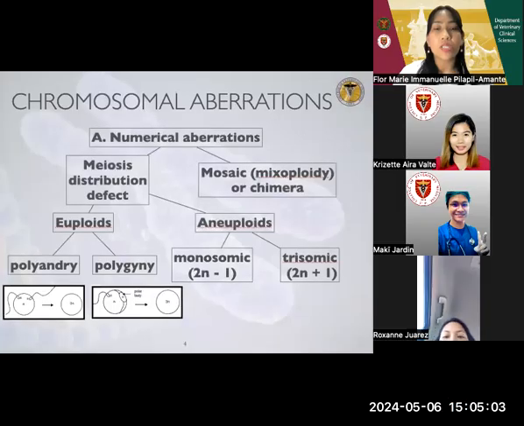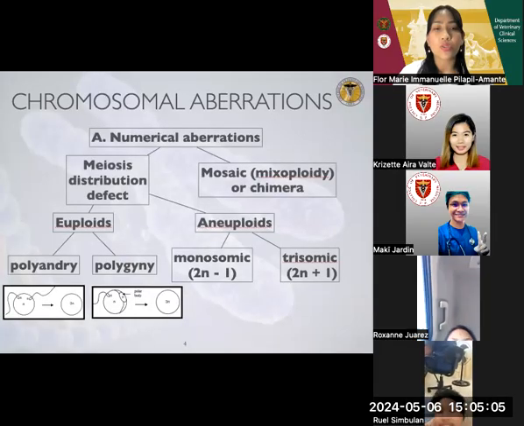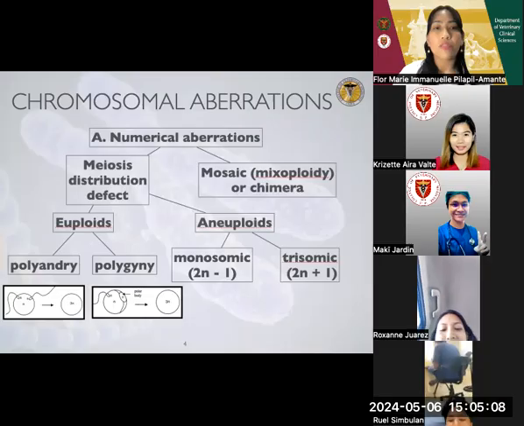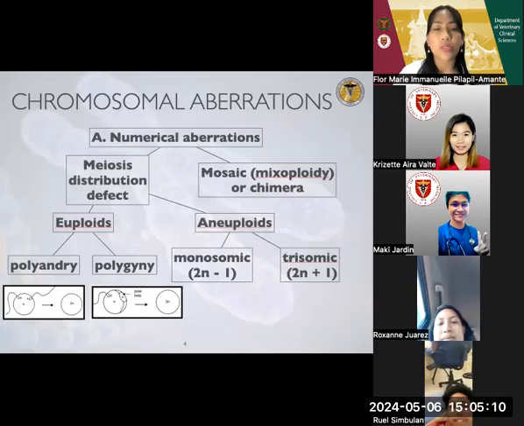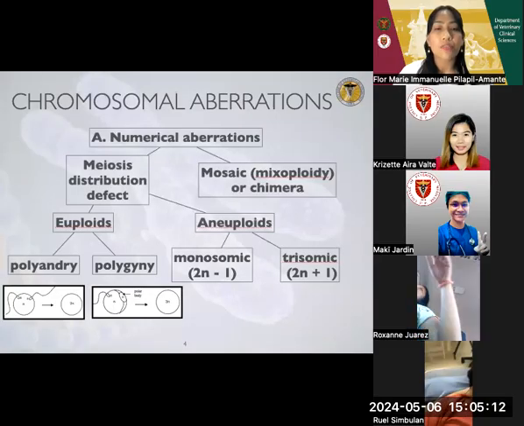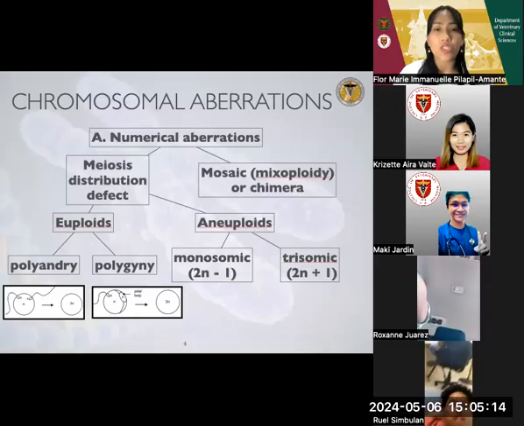Now, on the pathologies, we start with the chromosomal abnormalities. We have the first of two, numerical aberrations. We first discussed the mosaic, which has two or more populations of cells with different genotypes in one individual. So this can be tricky because it has developed from a single fertilized egg, but it has one or more populations of cells with different genotypes.